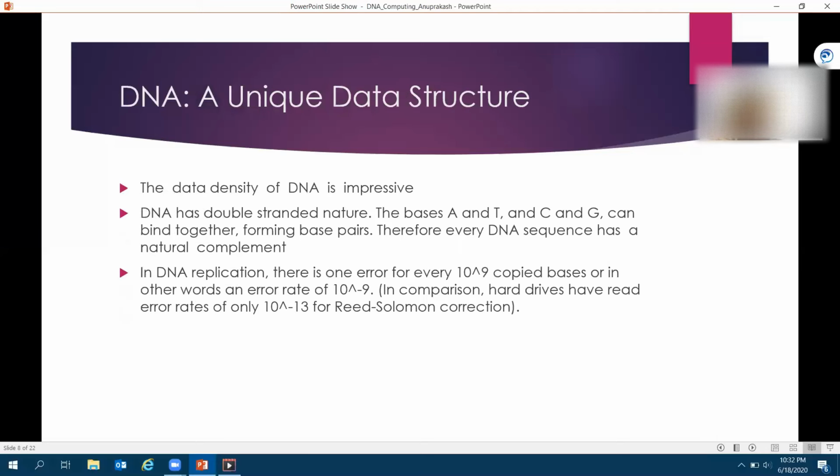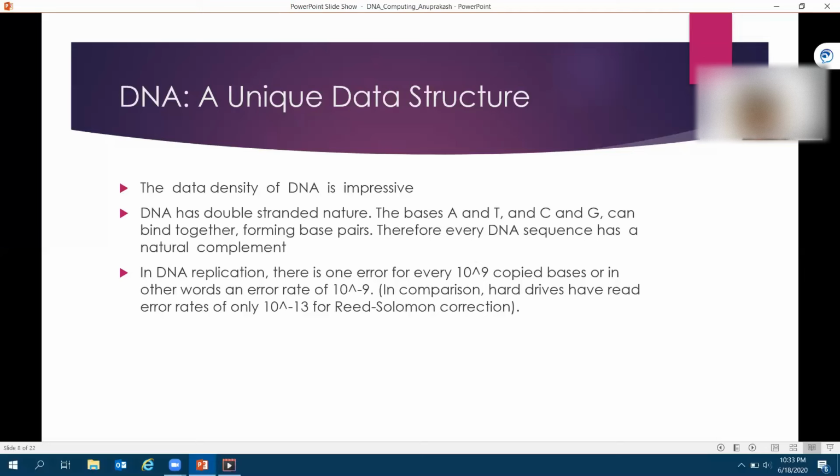Okay, how can DNA be a data structure? We know the massive memory capacity of DNA, and also, in traditional systems, we have only two combinations, 0 and 1, and we do all our computations based on these two numbers. But when it comes to DNA, we have four bases, A, T, G, and C. So this increases our ability for computation.